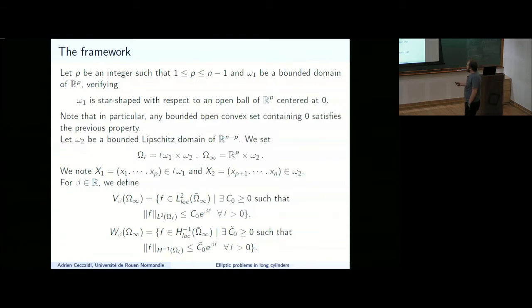We separate x in x1 and x2. We define those 2 spaces. For those who are not familiar with that kind of spaces, L2 loc of this set bar means that it is L2 loc, and it is L2 for any open bounded subset of this space.